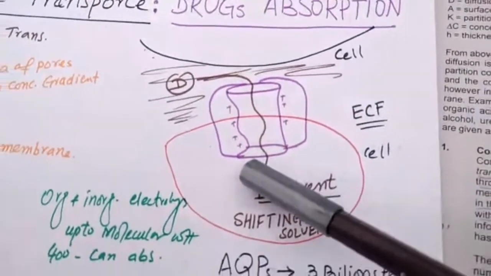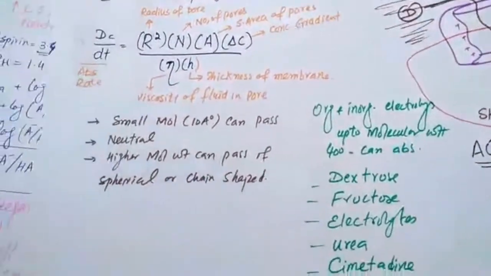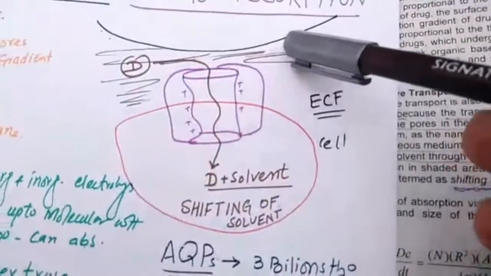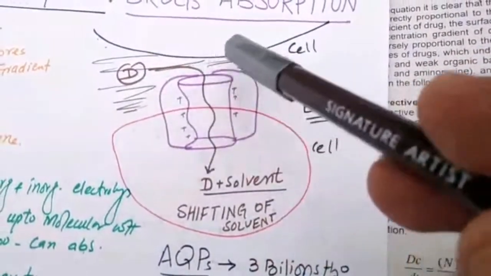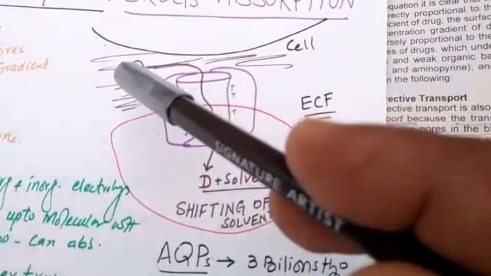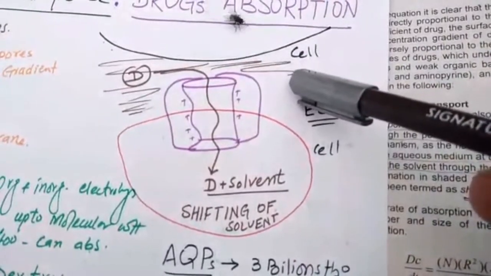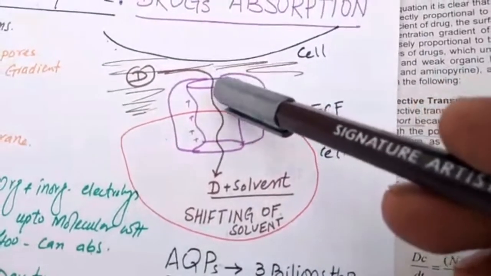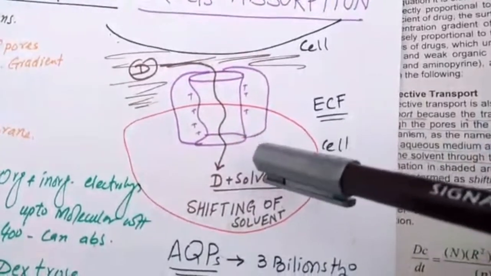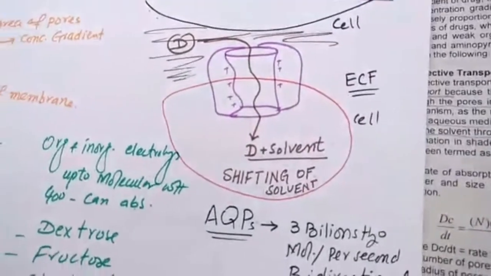They are bidirectional. So in convective transport, the drug molecules move along with the solvent. The drug is dissolved in the extracellular fluid, which is mostly water, and after dissolving in this water portion, the drug moves along with the solvent into the cytoplasm. That's why this phenomenon is also known as shifting of the solvent.